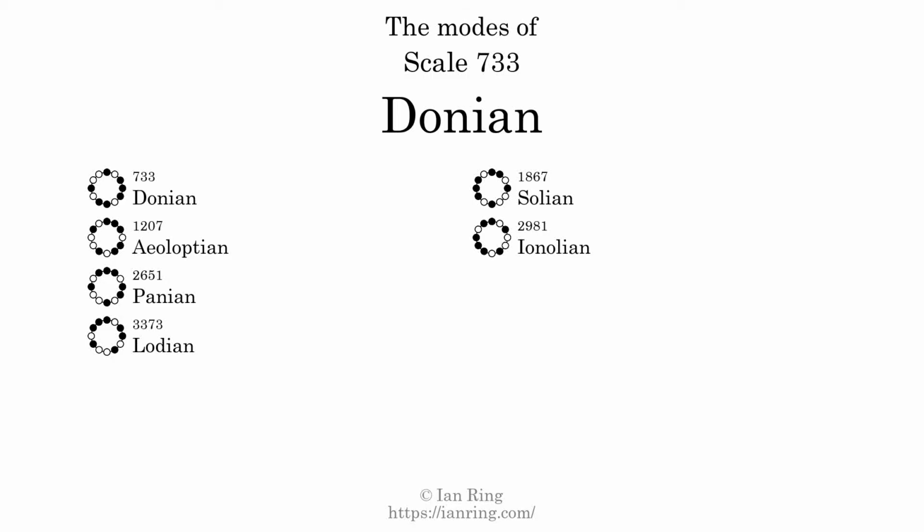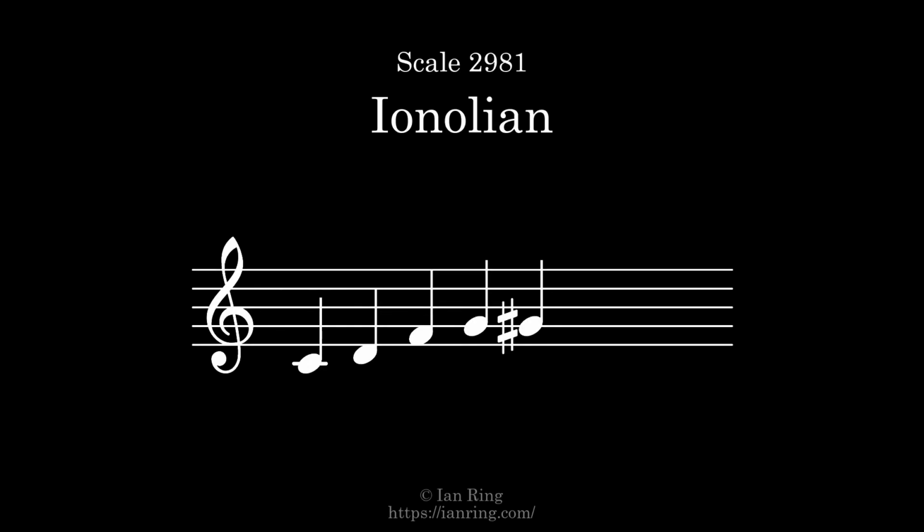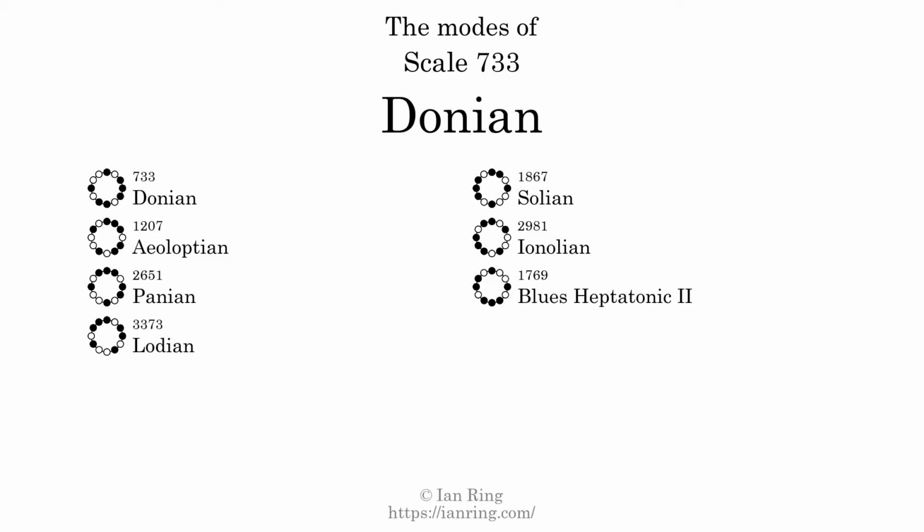The sixth mode is scale 2981, also known as Arnolian. It sounds like this. The seventh and last mode is scale 1769, also known as Blues Heptatonic 2. It sounds like this.